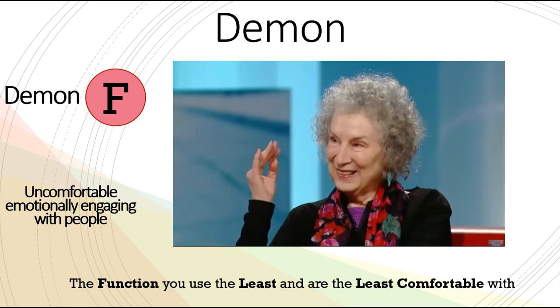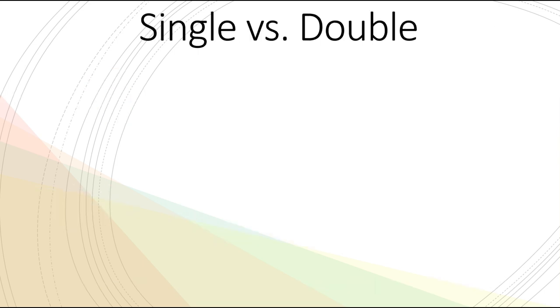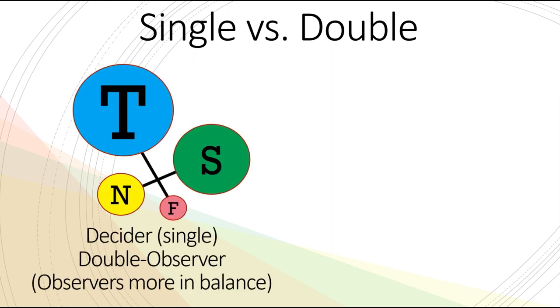So even though those feelings are supposed to be really happy, Margaret Atwood is really uncomfortable discussing them. Everyone has 4 functions, and those functions are all out of balance. The functions that are the most out of balance are your savior and demon functions. The functions that are less out of balance indicate a part of your personality that is easier for you to switch between. So if you have a thinking deciding savior, it means that your sensing and intuition are more or less in balance. This person would be called a double observer because they can switch between their observers relatively easily without freaking out too much.